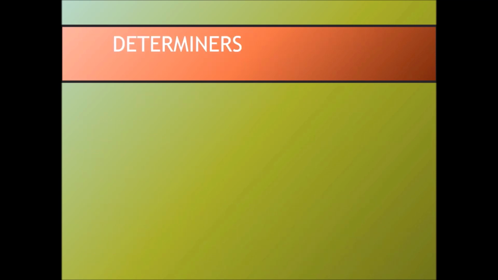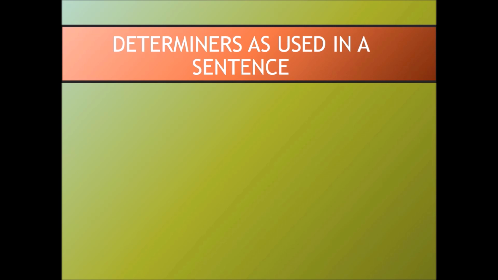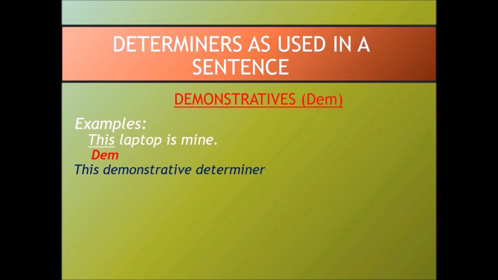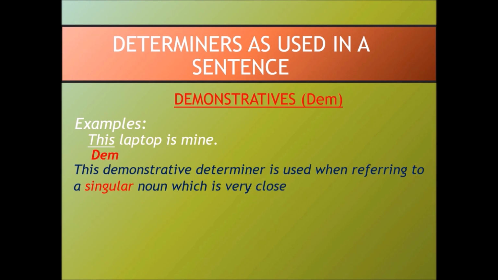Now let's have this one. Okay? So we have demonstratives, or we shorten it as DEM. Examples: this laptop is mine. The demonstrative there is this. This demonstrative determiner is used when referring to a singular noun which is very close to the speaker.